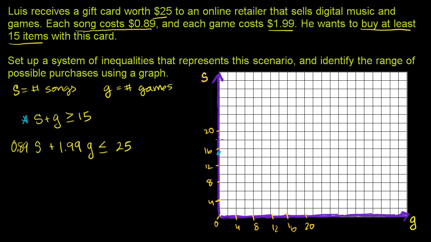And S is going to be all of the values equal to that or greater for G equal to 0. If S is equal to 0, G is greater than or equal to 15. So the boundary line, S plus G equals 15, we would just have to connect these two dots. Let me try my best to connect these dots. So it would look something like this.